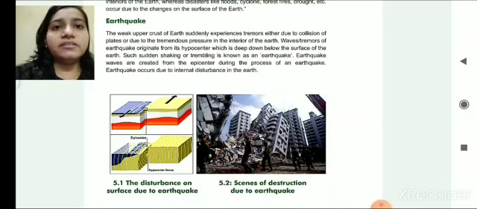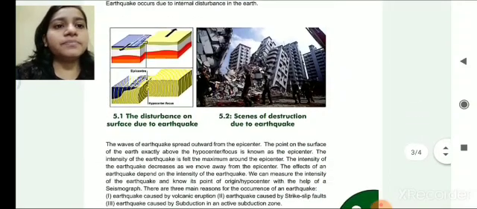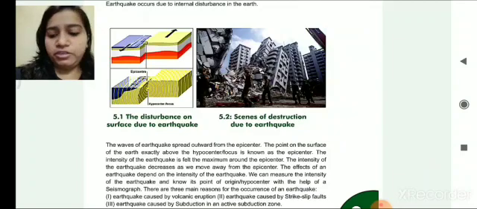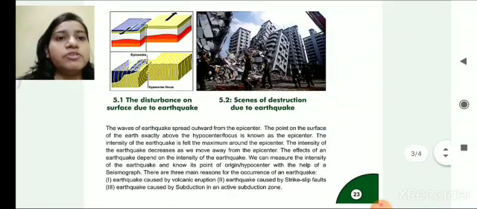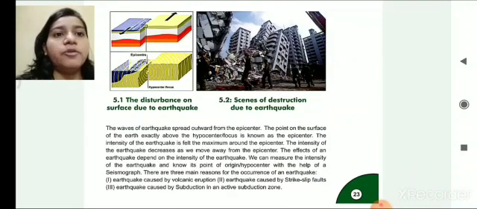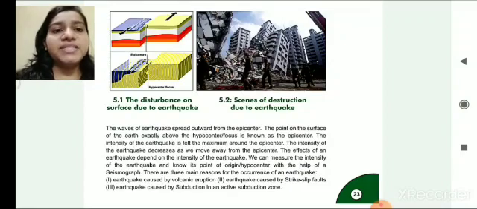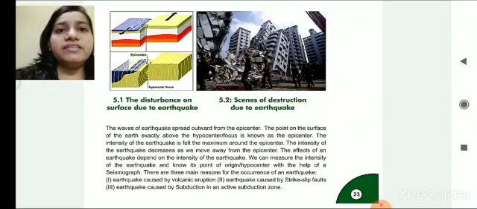We saw that when the pressure inside the earth increases or due to the collision of plates, that means the movement of plates, earthquake occurs. Here is a scene of destruction due to earthquake. The waves of earthquake start spreading outwards from the epicenter. That means right from the point of origin, when the waves start moving, it moves to the exterior of the earth, and hence in the upper part of the earth crust we can feel the tremors.